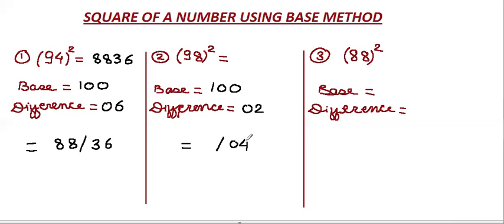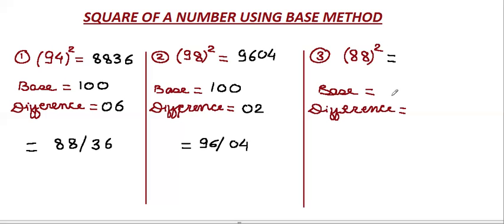Why we have written here 04? Because in this base we have 2 zeros. So we have to write here 04. And we have to subtract this difference from this number. So 98 minus 2, that is 96. So here we get our answer. 98 square is 9604.